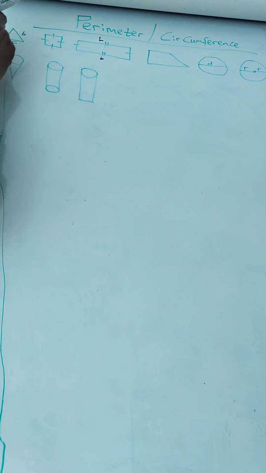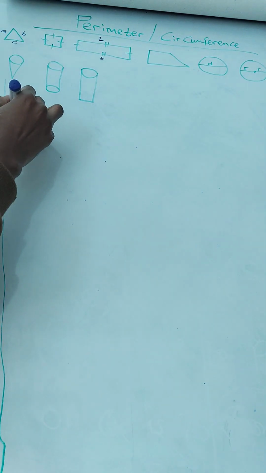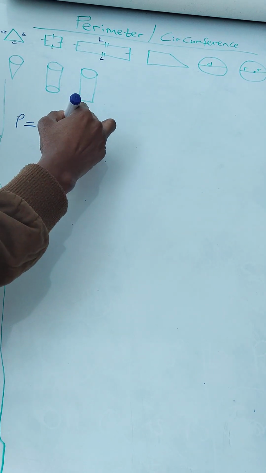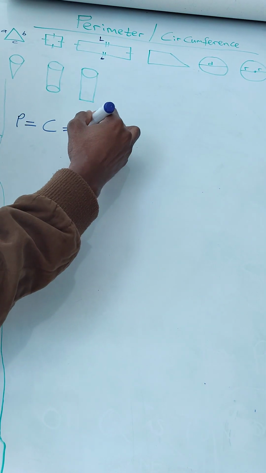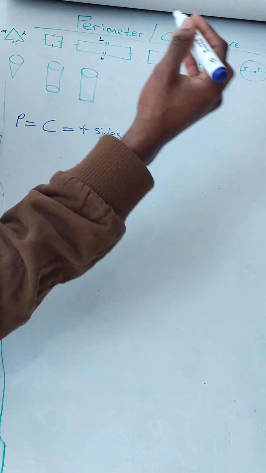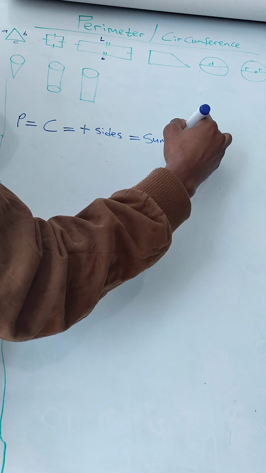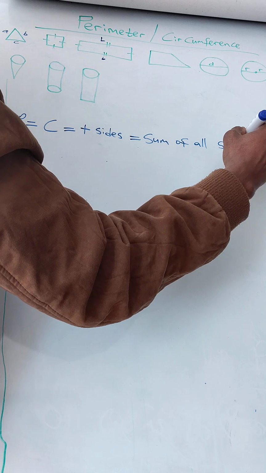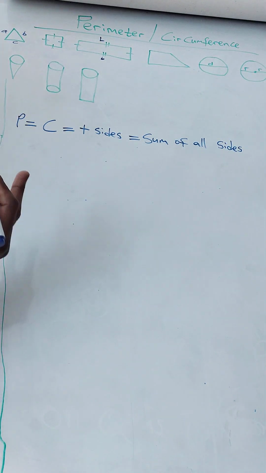So the perimeter of a triangle is A plus B plus C. Don't forget, I said perimeter is still the same thing as circumference, which is still the same thing as the addition of all the sides. Which is still the sum of all sides, all the lengths and breadths, depending on the shape.